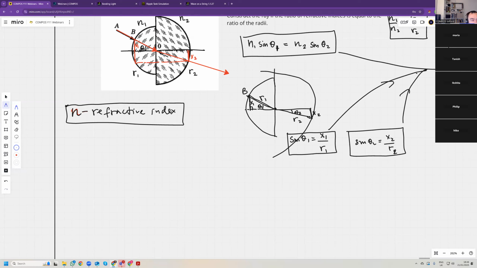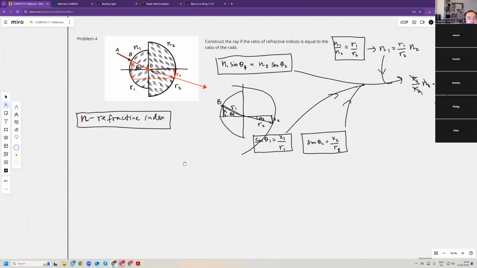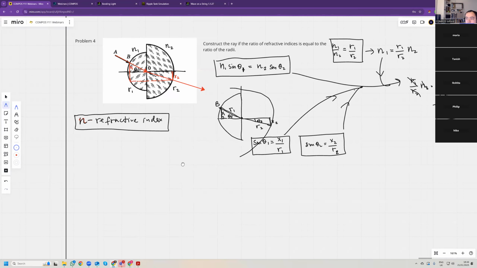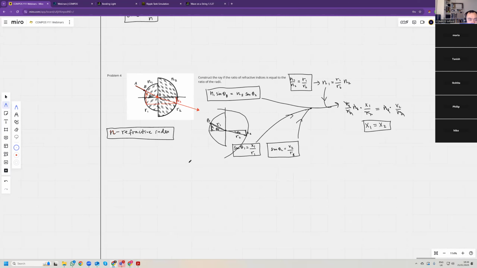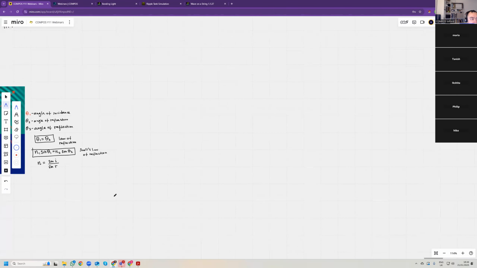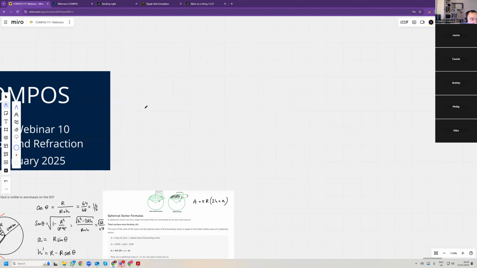If you know what refractive index is, type 1 please. If you don't know what refractive index is, type 0 please. Okay, I should have started with this. When light travels into glass, so let's go up here and talk about the refractive index.